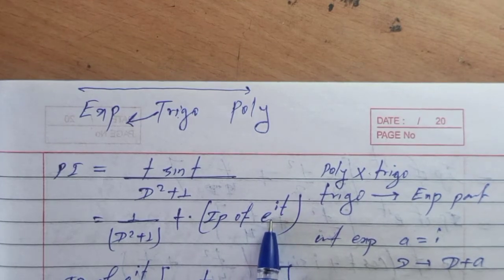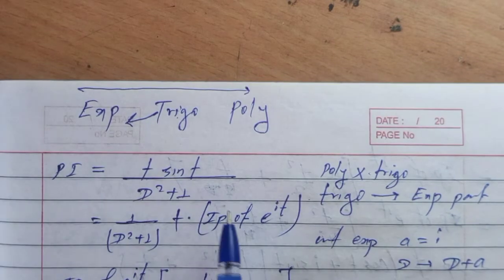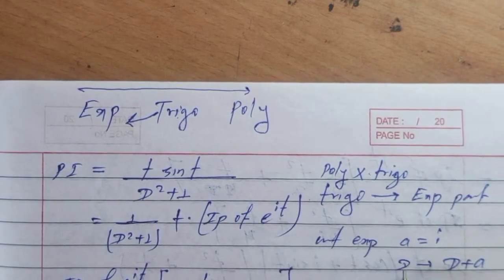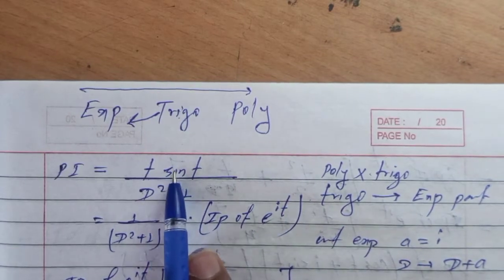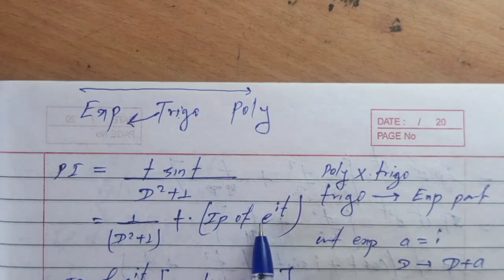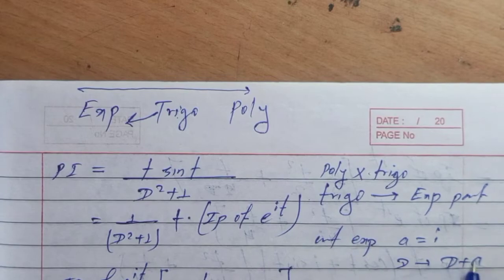So we should solve with respect to exponential, in which we have to replace D with D plus a. Here it is in combined form, it is in product form. So we are replacing D with D plus a for exponential. But whenever the exponential term comes alone on the right hand side, we replace D with only a. Here it is combined form, so we are replacing D with D plus a, where a is i. So wherever we see the D, we will put D plus i.